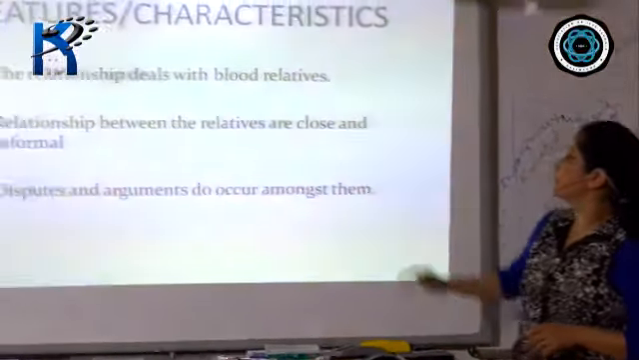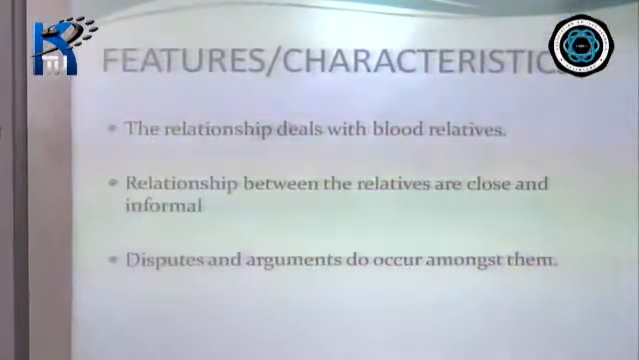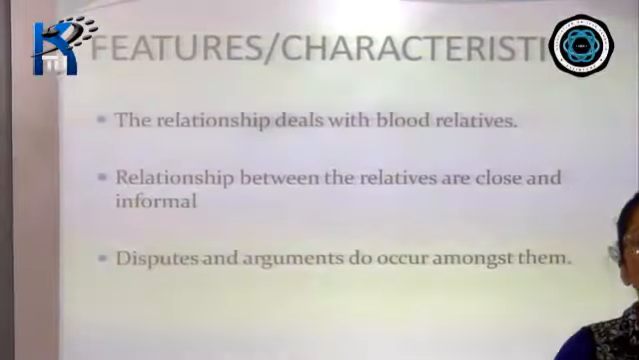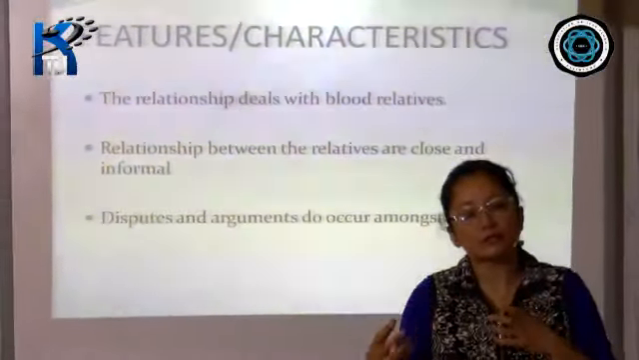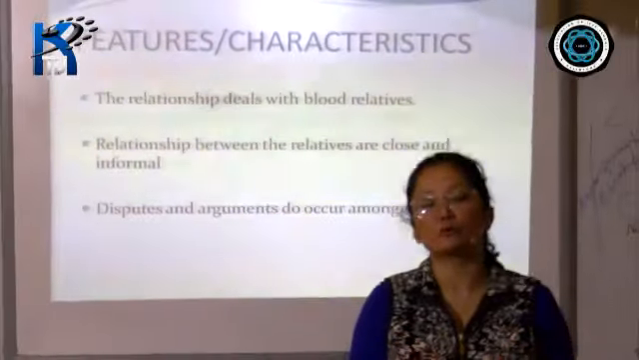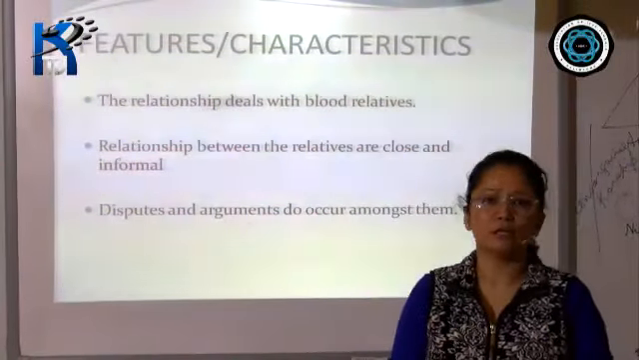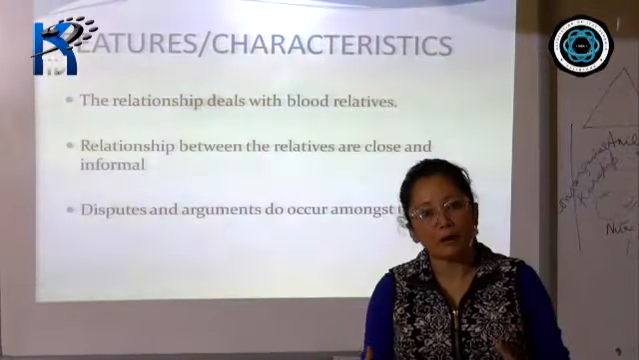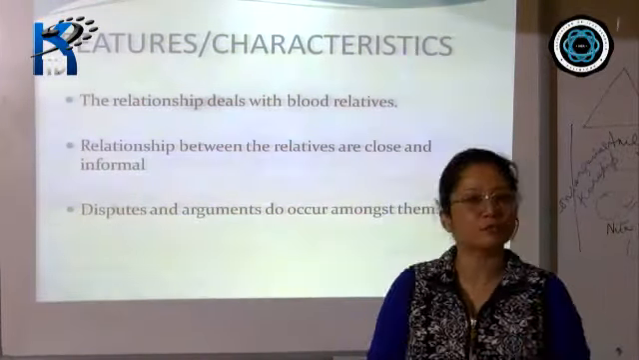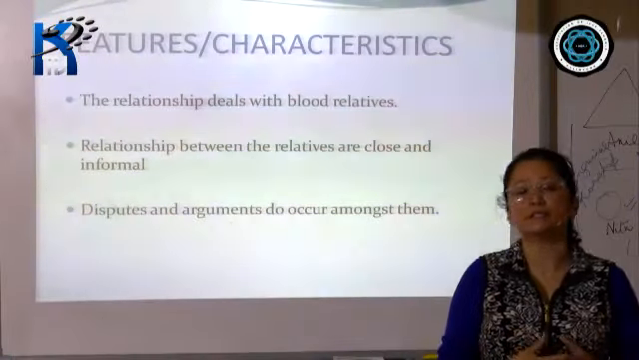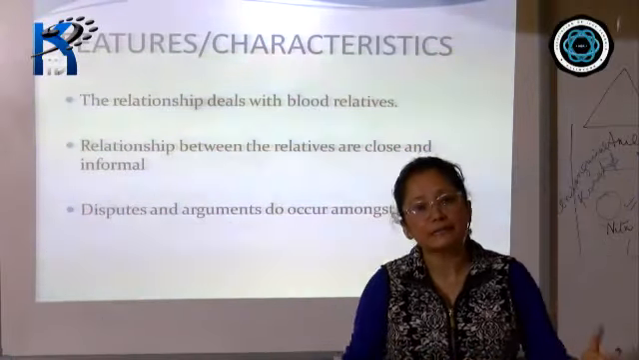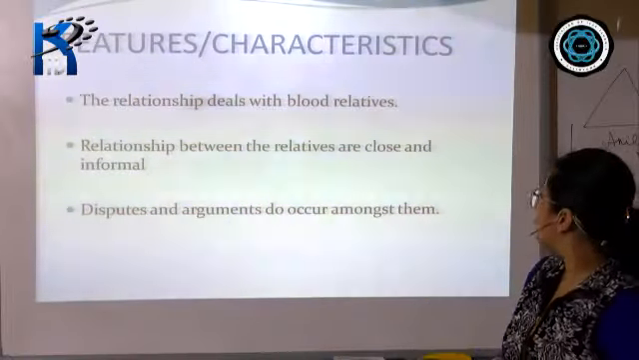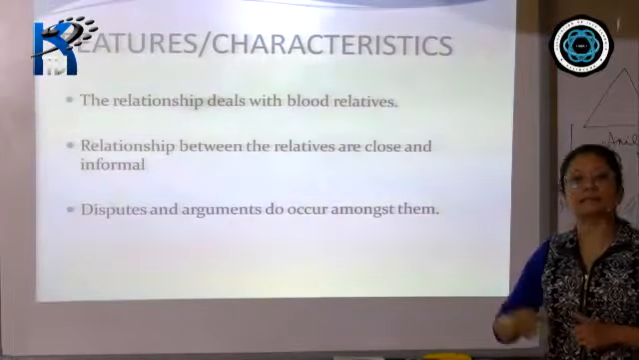The second one is, the relationship between the relatives is very close and informal. Think about your own cousins. Think about your own family members. The relationship that you have becomes very close. What do I mean by close? You're very intimate. You do not need to pretend. You don't have to create a drama when your family members are visiting you. And especially in the Indian context, we feel very free and casual when it comes to our family members. And also, the relationship is informal.